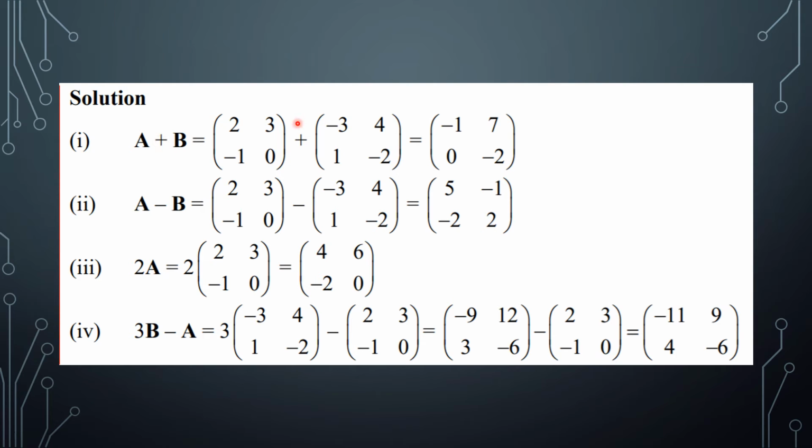So A plus B is just 2 plus minus 3, which is minus 1, just like how I was explaining it. A minus B is just this minus that, which gives you this, and then 2A is multiplying it by a factor. And then 3B is just 3 multiplied by the matrix B, minus A, and we get this as 3B, then subtract A, and we get this. So yeah, it's pretty simple.